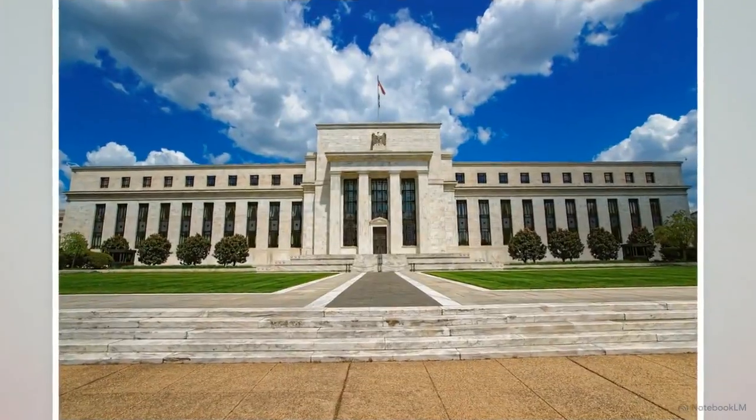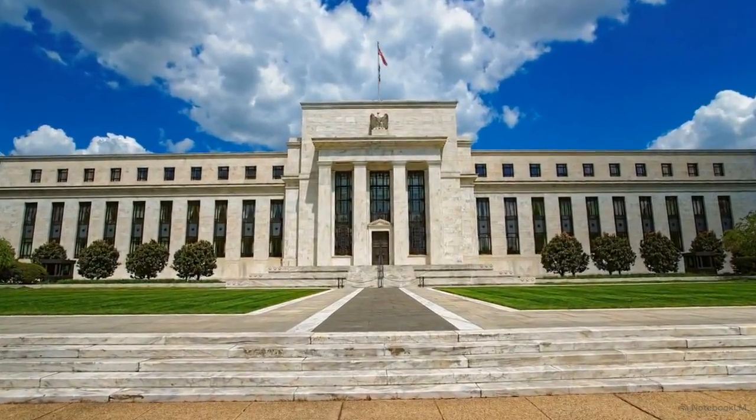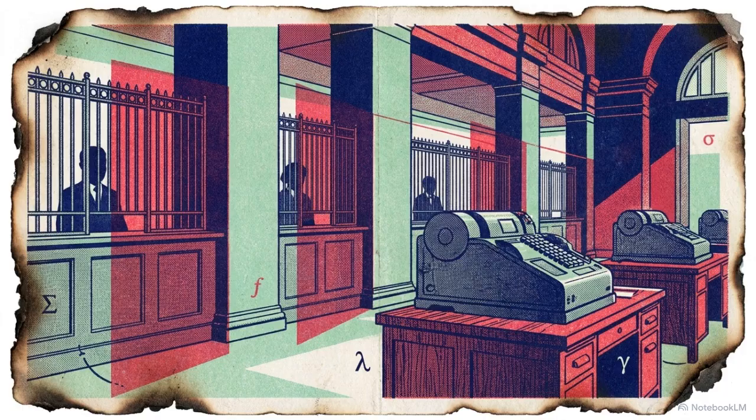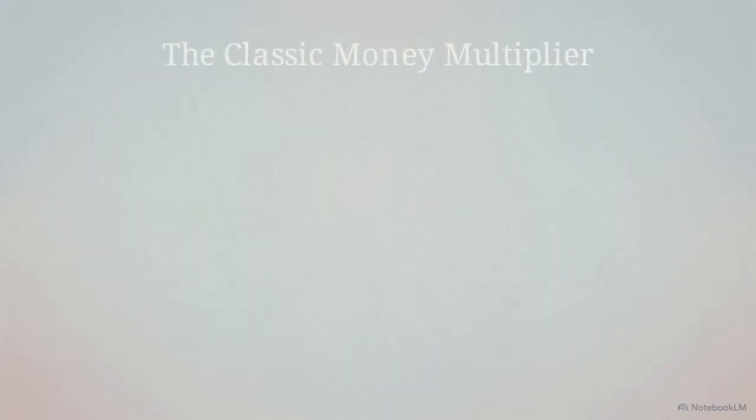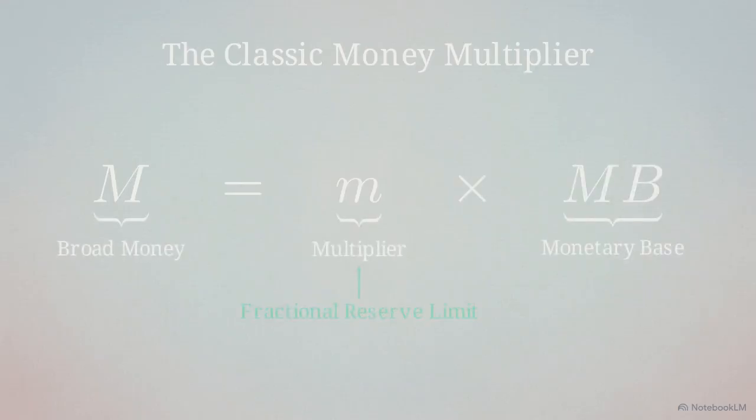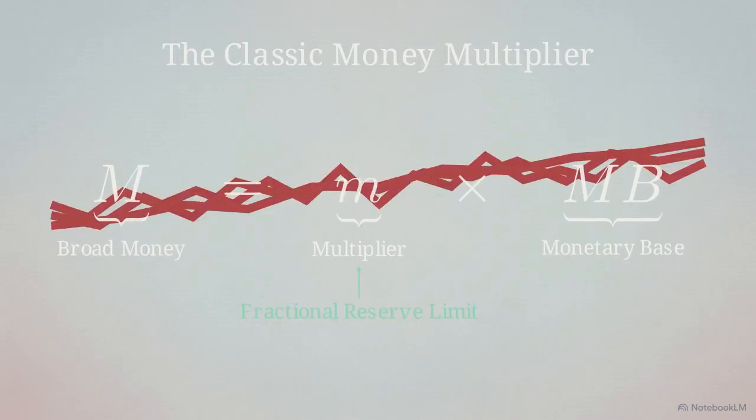The Federal Reserve controls this transmission mechanism. Yet the way most finance professionals are taught to interpret the Fed's actions is based on an economic architecture that no longer exists. Take the classic money multiplier. You were likely taught that M equals the multiplier m times the monetary base, assuming banks lend out a strict fraction of their deposits. That model is functionally obsolete.